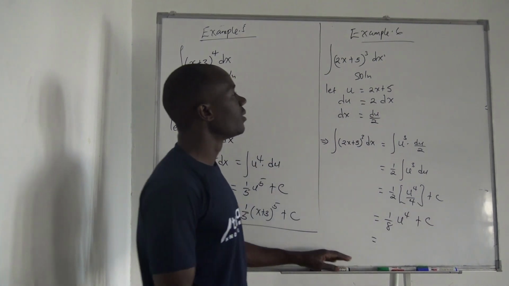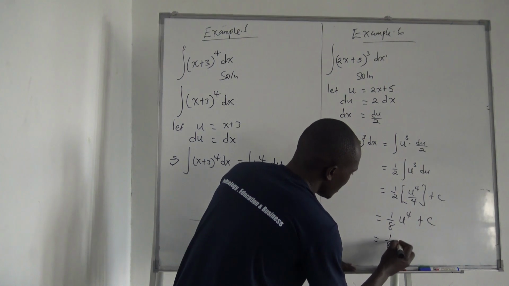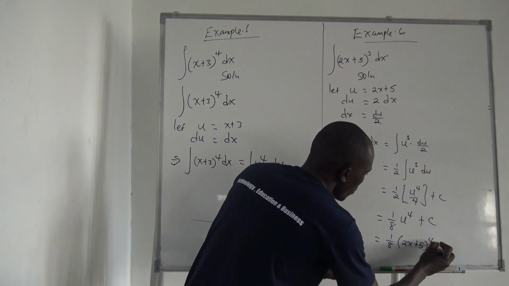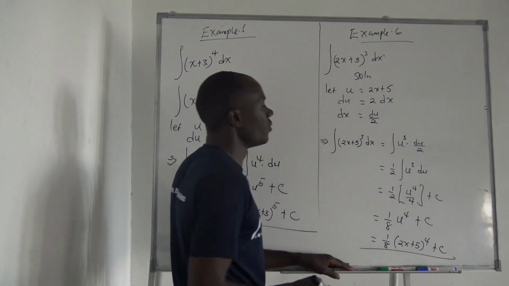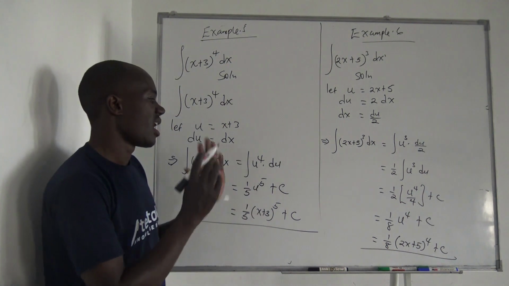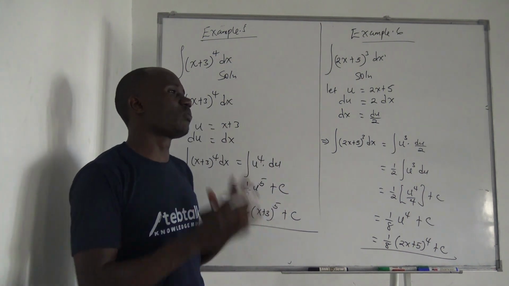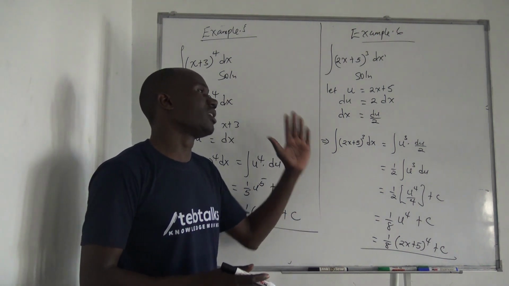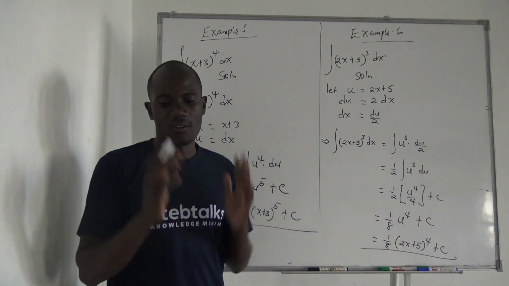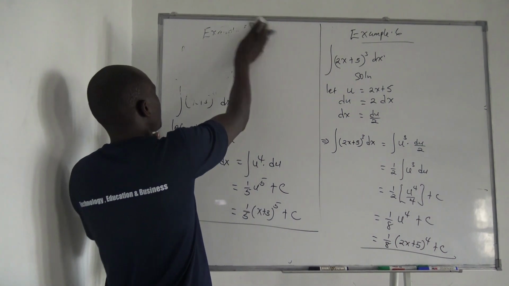But do we know u? Our u is already 2x + 5. So this becomes 1 over 8 into (2x + 5)^4 plus the constant of integration. That one becomes our clear answer for that. So when the expression comes in that kind of expansion, always let the expression which is being expanded several times be another variable. So we can proceed to another example.